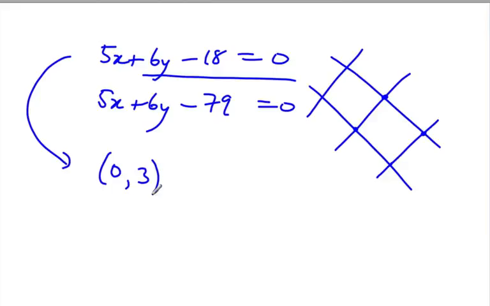I just chose 0. Because this line here has an equation 5x plus 6y minus 18 equals 0, and I just need to know, so we do that for both? No, we don't, we just need one, because let's just say this point here is 0, 3, that's on that line.